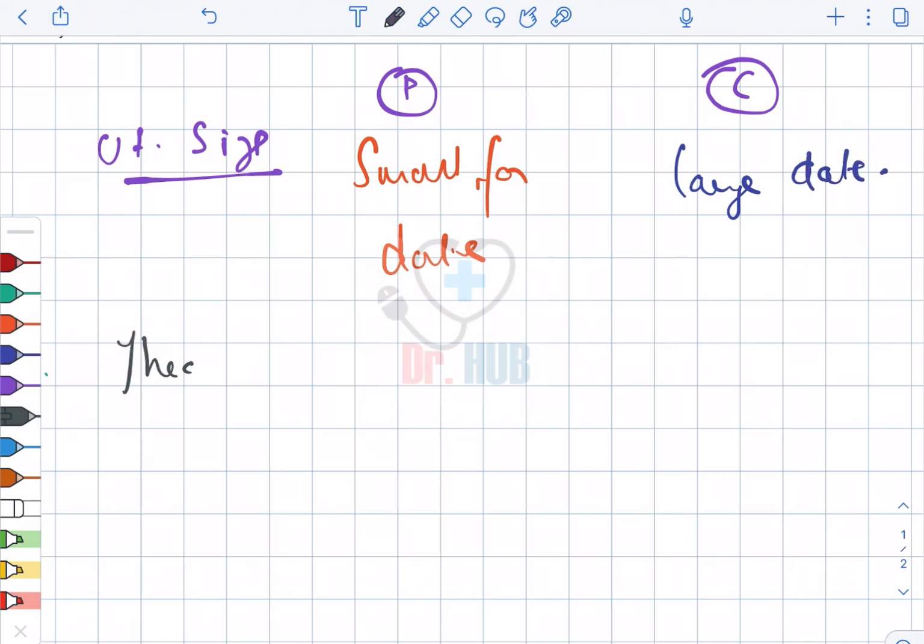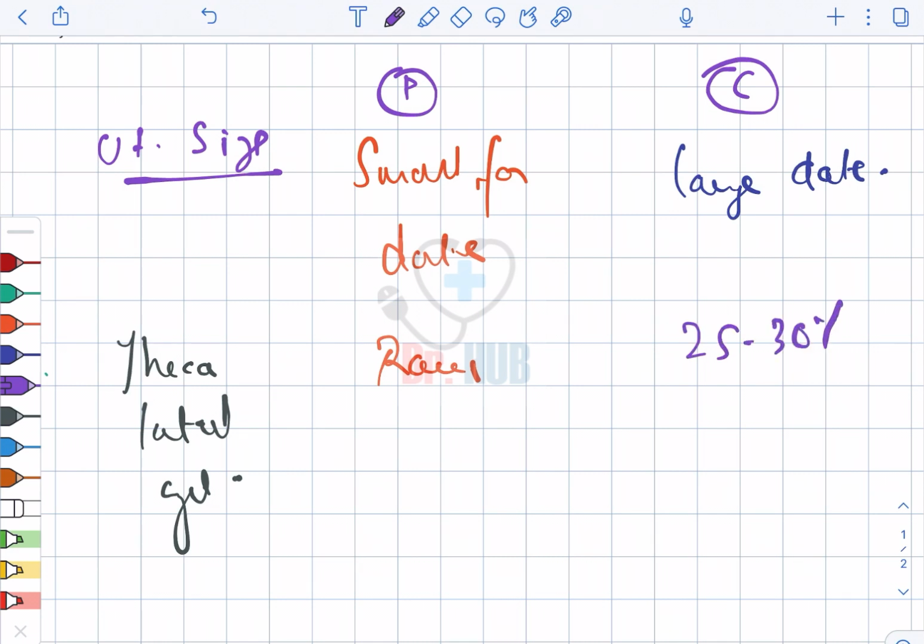Next, looking at the theca lutein cyst. In case of partial mole, it is rare, whereas in case of the complete mole, it is seen in about 25 to 30% of cases.